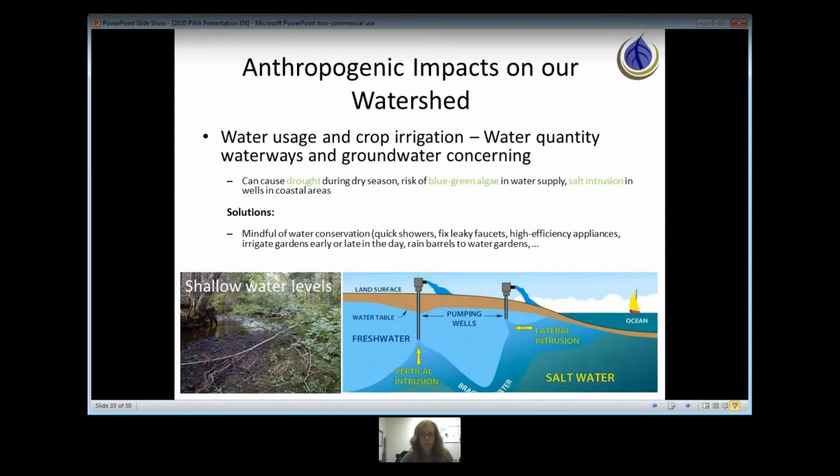Also salt intrusions in wells. If you have a house that is near the coastline, if you use too much of your water and you're not very careful of conserving it, you might eventually get salt intrusions in your wells. So we really have to be mindful of water conservation, and these are just some examples of what ourselves we can do. So just quick showers are an example, fix our leaky faucets, high efficiency appliances, irrigate our gardens early or late in the day, have rain barrels to capture some of the rain water, or even just be careful not letting the tap run when you're brushing your teeth or something like that. So there's many different ways to do that.